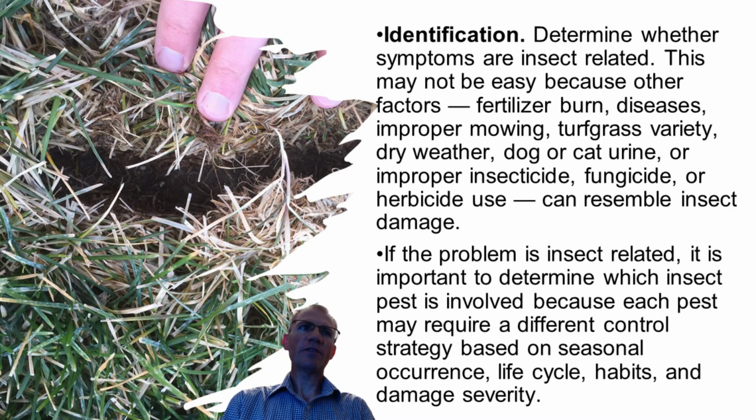Identification. Determine whether symptoms are insect-related. This may not be easy because other factors, such as fertilizer burn, diseases, improper mowing, turfgrass variety, dry weather, dog or cat urine, or improper insecticide, fungicide, or herbicide use can resemble insect damage. If the problem is insect-related, it is important to determine which insect pest is involved because each pest may require a different control strategy based on seasonal occurrence, life cycle, habits, and damage severity.